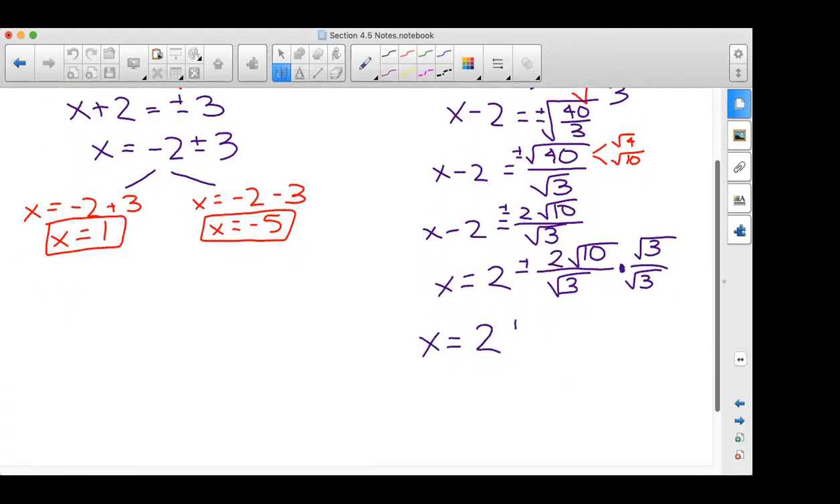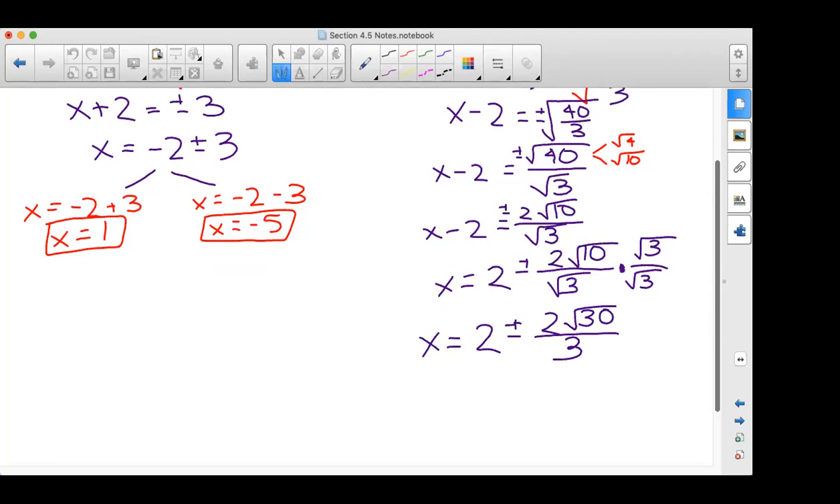Now this 2 is just being left alone. We have plus or minus. What did you get, Jaden? Then you get 2 root 30 divided by 3. Yep. Perfect. Now are we done? Yes, we are done. We can't break that root 30 up into anything.